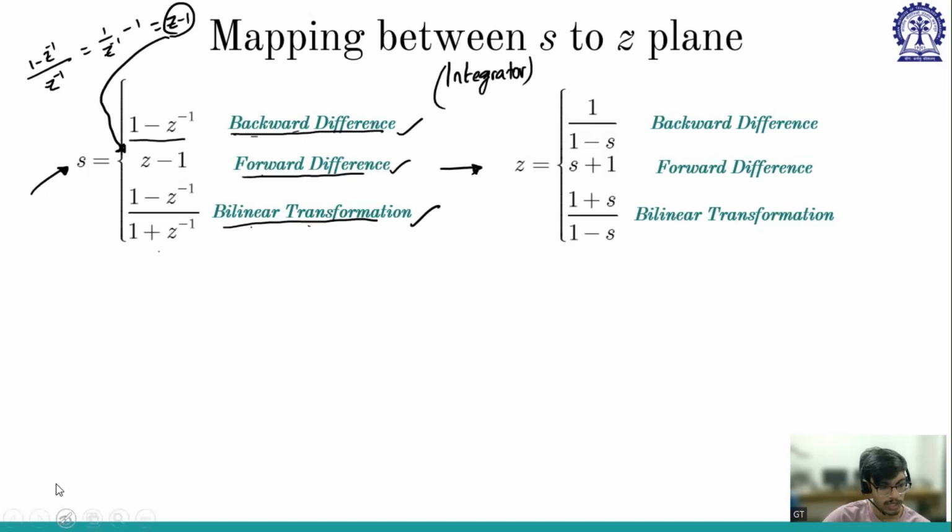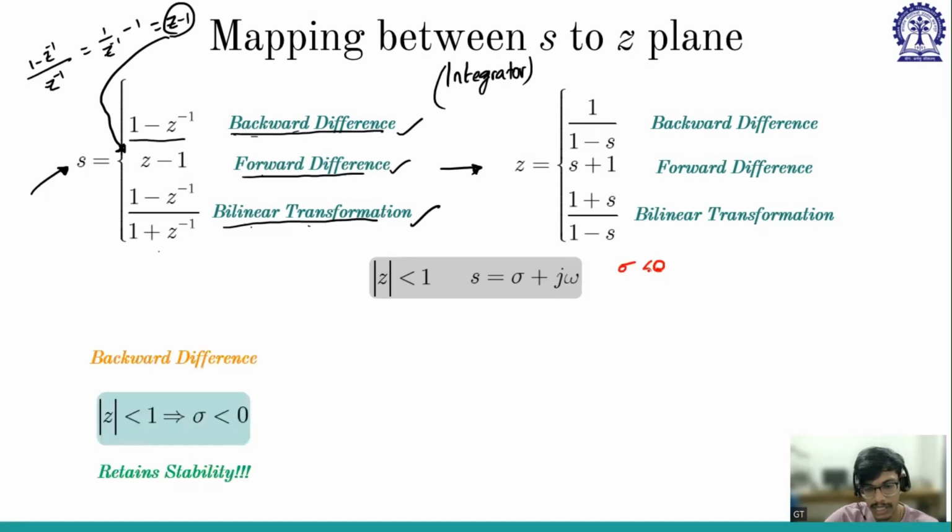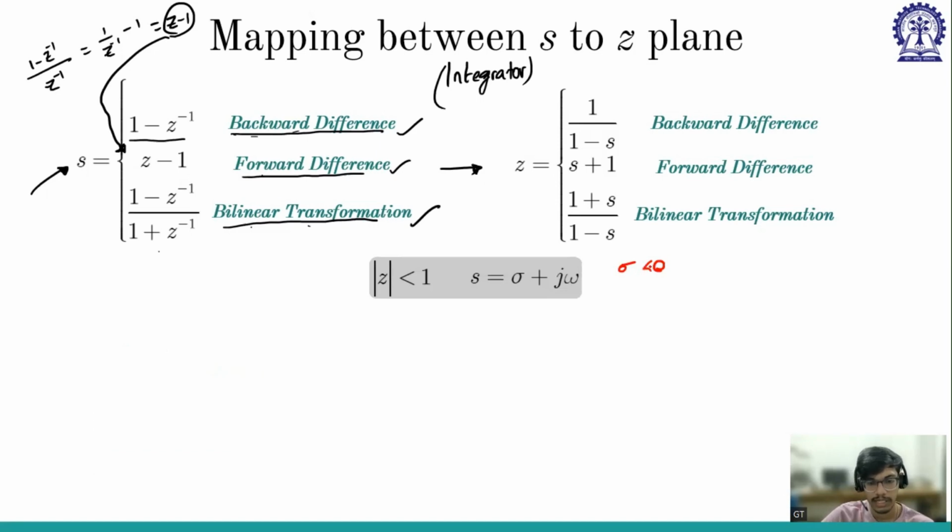So now the major question is which one we should be using. One method explained in the course is, say, if my S domain says sigma is less than 0, which means is the system stable or unstable? Like, is the pole stable or unstable?